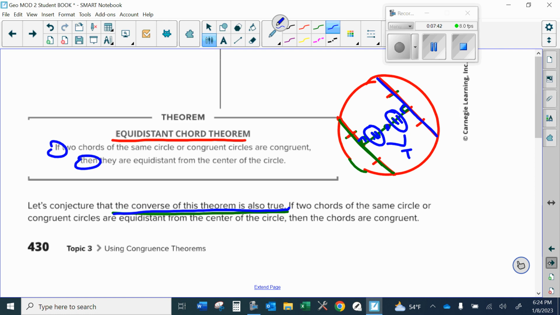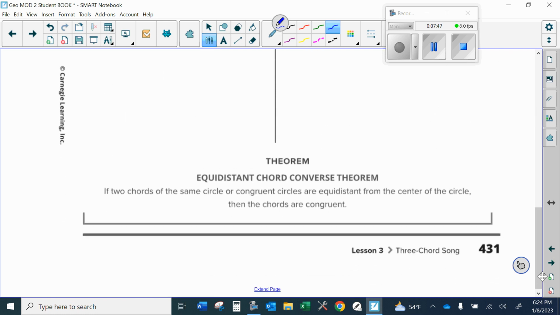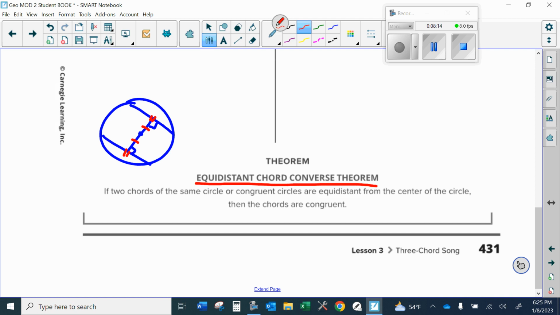So that's what we see on the next page, bottom of 431. If two chords of the same circle are equidistant from the center, that's all I've done is switch it. So I draw a circle, have my center, here's a chord, here's a chord. Remember, the distance is always at a right angle. So it's saying if that distance equals that distance, then the length of that chord must be the exact same length as that chord. That's what it's saying. The equidistant chord converse theorem. Okay, so draw that.